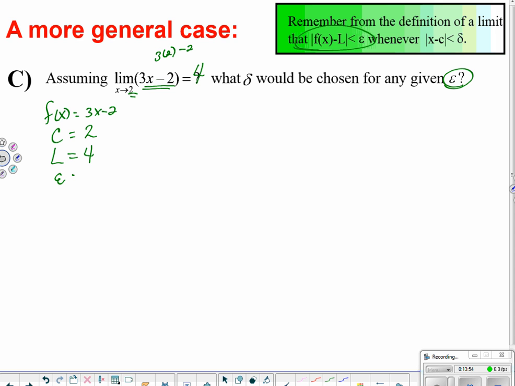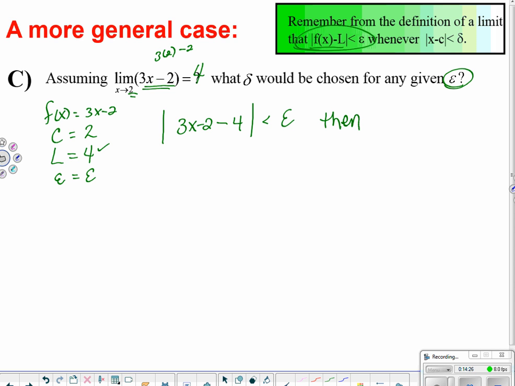And in this case, my epsilon is going to be just epsilon. I don't have a numeric value to attach to it. So I'm going to write down absolute value of f(x) minus L. So f(x) is 3x minus 2 minus my L value of 4. So this is saying some y minus the limit value of 4 has a certain closeness. I want it to be defined as less than epsilon.